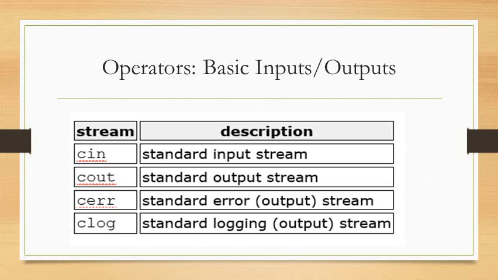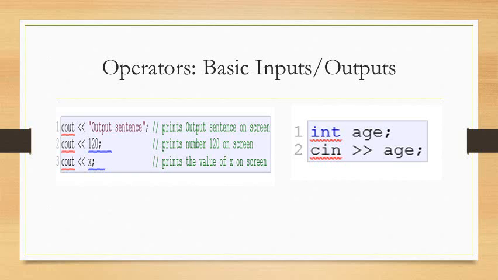Then the next one is cout, as in C++ output. It is the standard output stream. Some call it count, some call it cout, whichever one you decide. Then cerr, that's the standard error output stream. Then the last one, clog, the standard logging output stream. You get it? Now, let's use this example to demonstrate the output and the input.